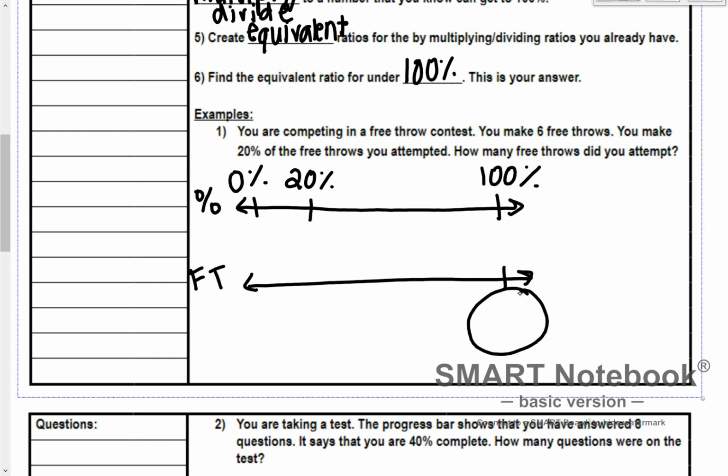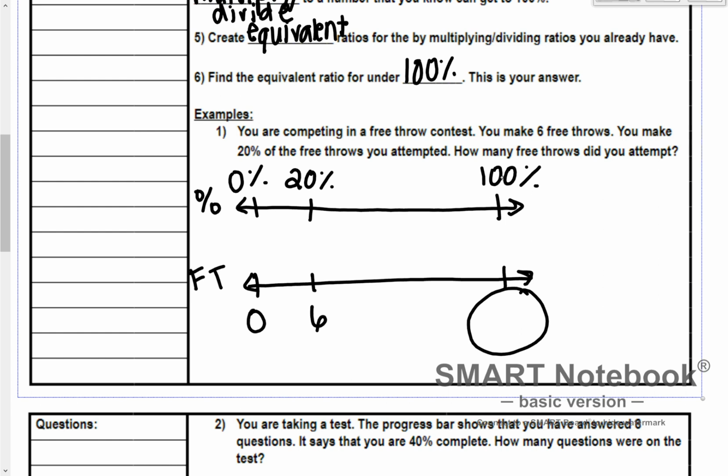That way when I'm done with my double number line, I don't have to go through and think, okay, which one of these numbers is my answer? It's just very obvious to us. 20% was equal to 6 free throws. 0% is equal to 0. We want to know what 100% is equal to.